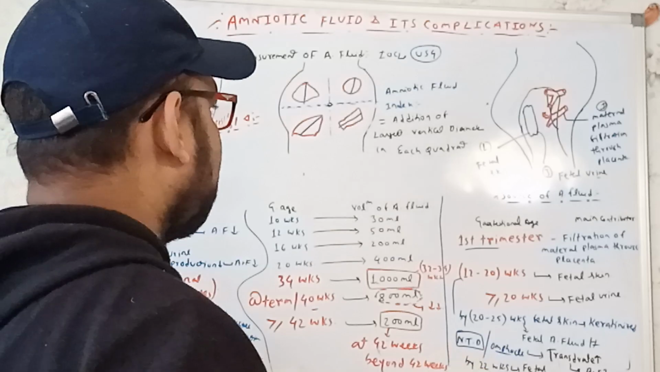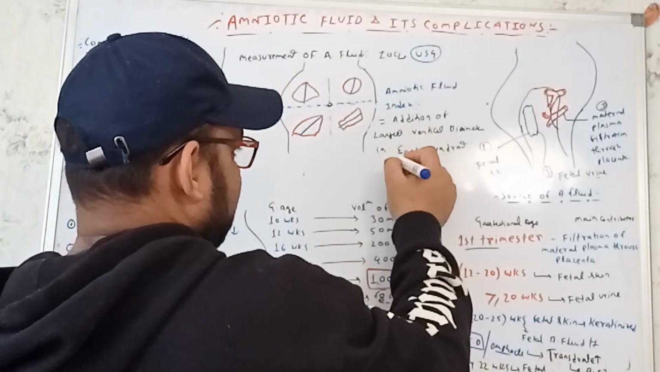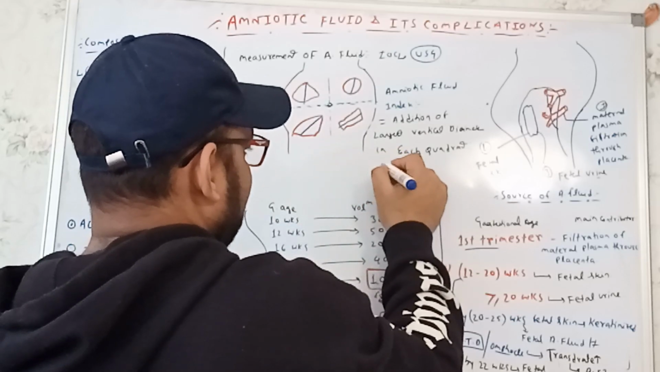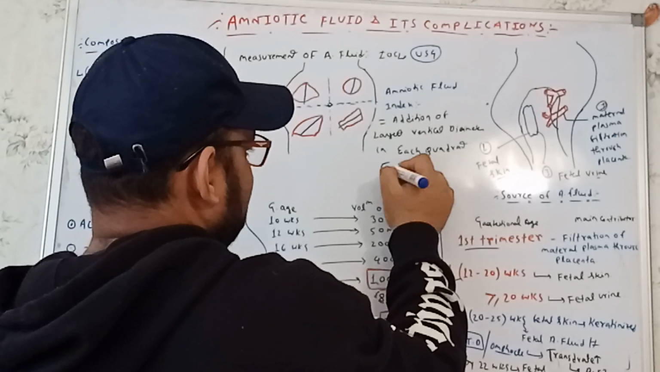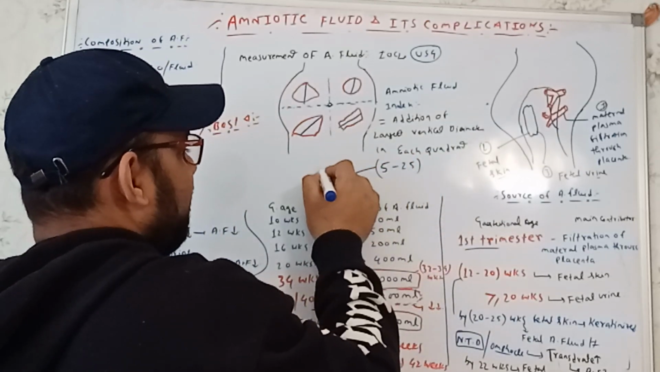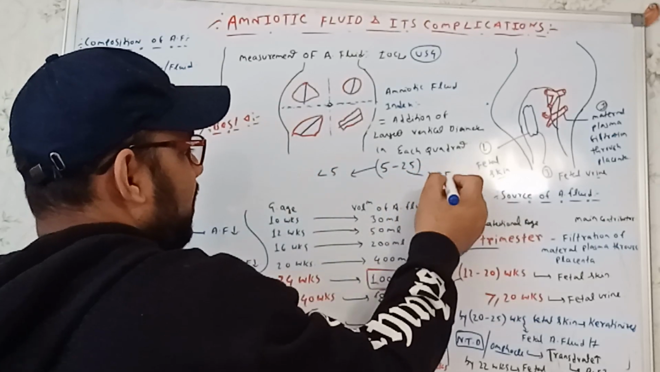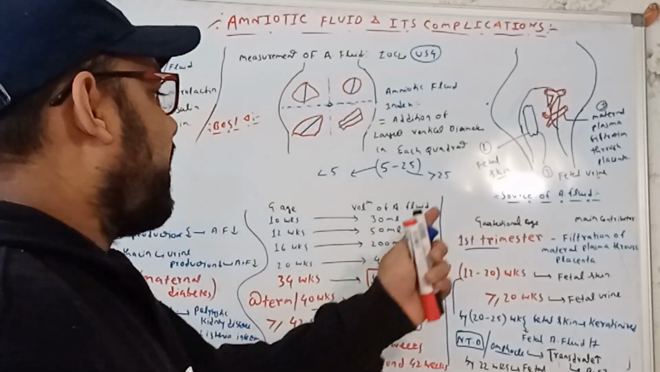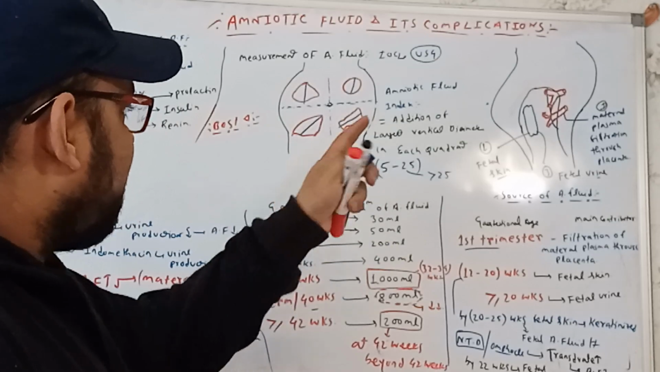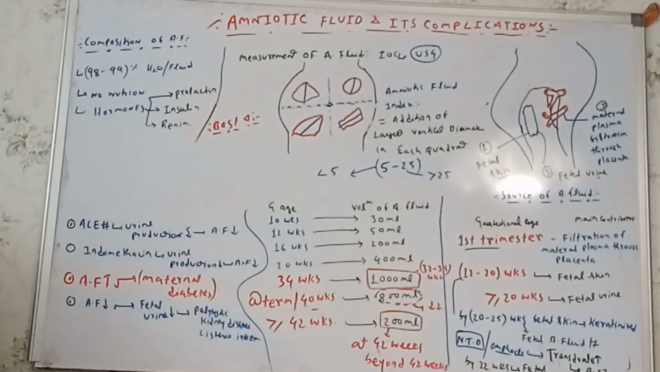And here is another important thing. After addition, we'll get a value of around 5 to 25. If we see less than 5, or more than 25, we'll see different conditions. Polyhydramnios, and here we'll get oligohydramnios. So if we see that the amniotic fluid index is less than 5, let's write it over here.